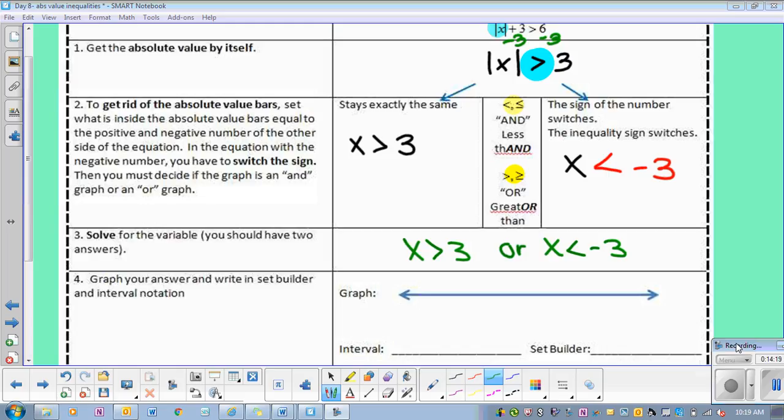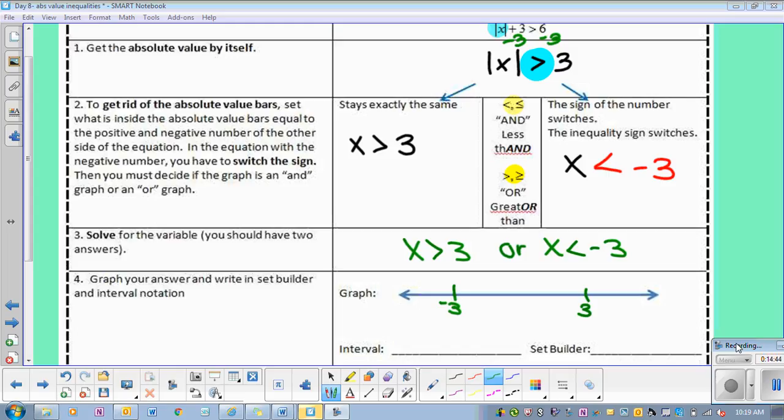If it's an or graph, show me with your thumbs. Does it go in or does it go out? Or goes out, right? Because it starts with an O. They both start with an O. Out. Okay. So let's see. 3 and negative 3. Say negative 3 is further left, right? And 3 can be over here.